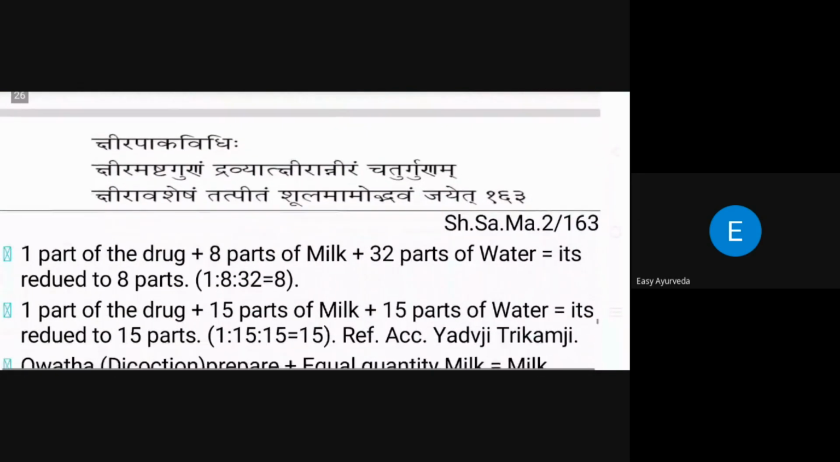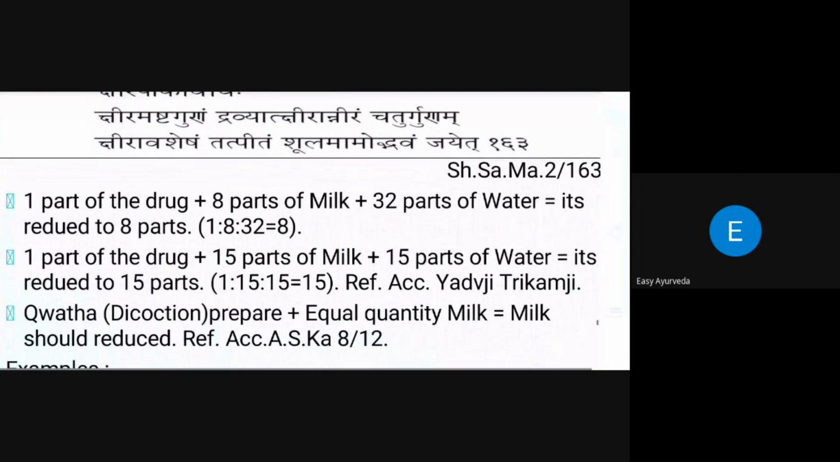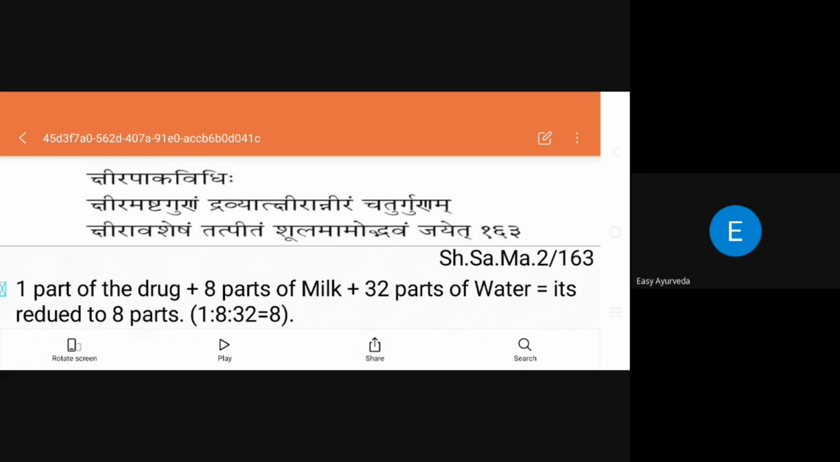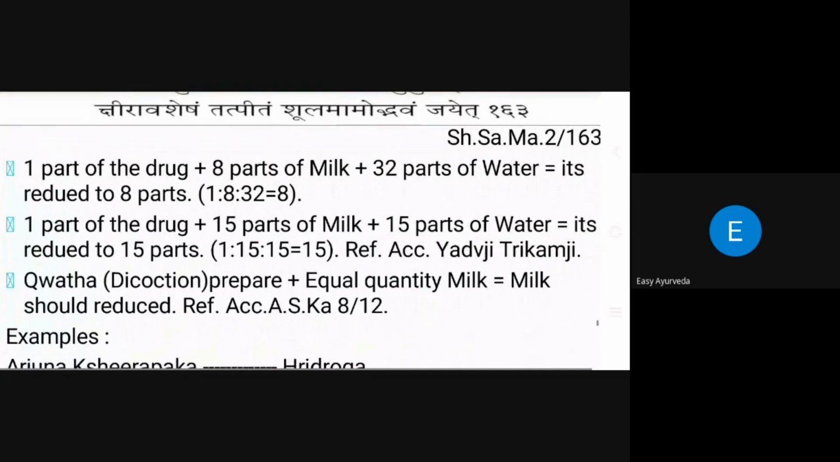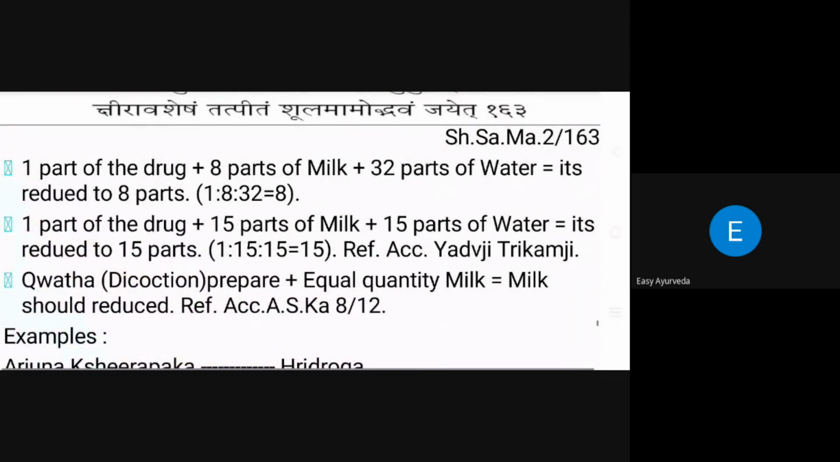And how to prepare the Ksheerapaka? Here I am going to tell according to different authors. The one we practice majorly nowadays is according to Sharangadhara: Kshiram Ashtavagunam, Dravya Kshiran Niran Chaturgunam, Kshiravashesham Tatpitam Shulam Amudbhavam Javet. That is, one part of the drug, 8 parts of milk, and 32 parts of water all together. It is boiled on mild fire and reduced to 8 parts, Kshiravashesha. Whatever quantity of milk you take, that much it has to be reduced. That is the ideal identification for when to stop the preparation.